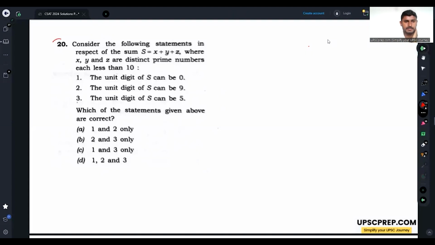See this next question, guys. Consider the following statements in respect of the sum S is equal to x plus y plus z, where x, y, and z are distinct prime numbers, each less than 10. So here says x plus y plus z, and x, y, z जो है, those are distinct prime numbers but less than 10. तो less than 10 वाले कौन से prime numbers अपने पास? The first prime number is 2, second prime number is 3, 5, and 7.